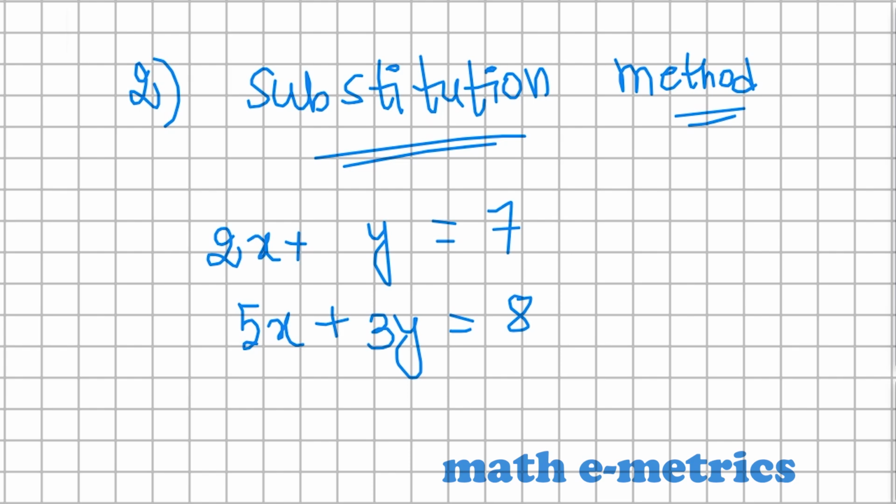Elimination that we learned in the previous class, let us learn about the substitution method in this class. Substitution is, as the name suggests, substituting. The first step is to find the variable, x or y.